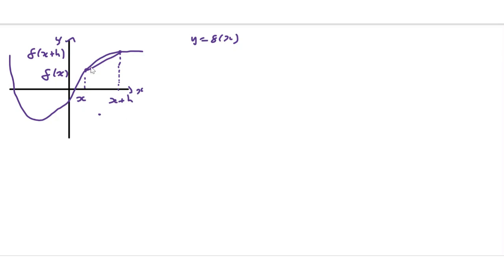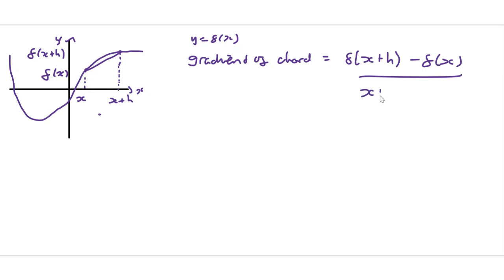So the gradient of this line, the slope of this line, we'll call it a chord, I guess, is equal to the change in y over the change in x, so f of x plus h minus f of x over x plus h minus x. That's equal to f of x plus h minus f of x over h.